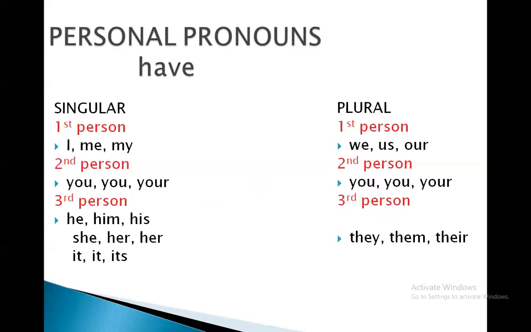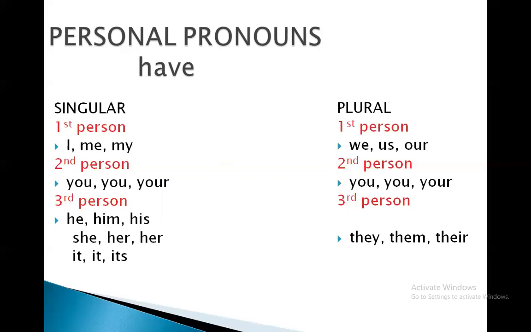The second person is often described as the person who listens to the words of the first person. You, your are expressed as second person. And the third person is a pronoun which may be addressed by the first person to the second person, like he, him, she, her, they, them. These are third persons.